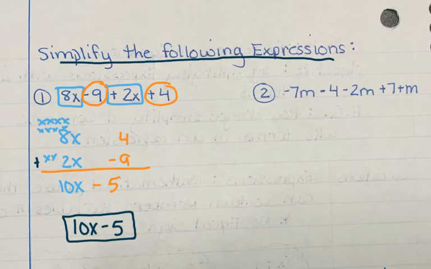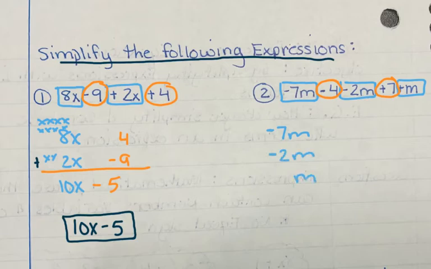All right, let's look at another example. I want to pick out all my like terms. So I see negative 7m, negative 2m, and then a positive m. And then I also see negative 4 and 7. So I'm going to line them up. Now, if you need to write out all of the variables, that's totally okay. So I have negative 7m, negative 2m, and then m. And then I also have 7 and negative 4.